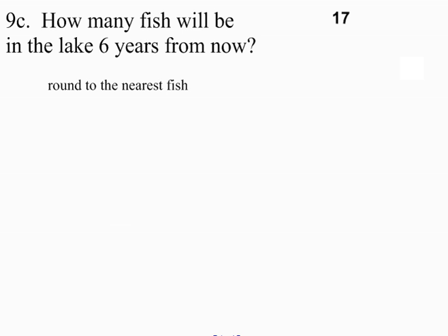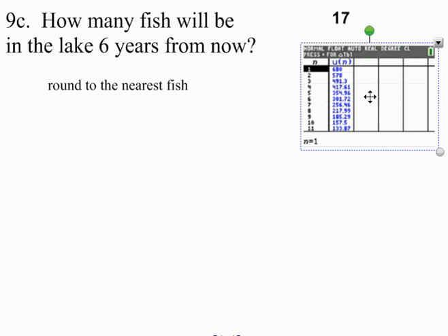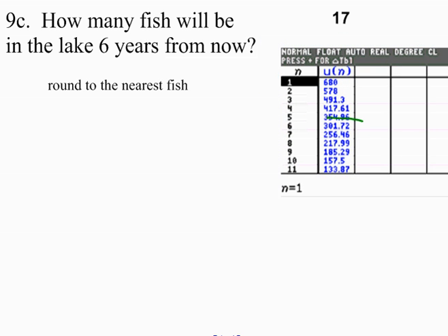So how many fish will there be in the lake 6 years from now? So they just want to know in 6 years. So I look at u sub 6 on my table, and I can see it's right there. There's 301 and almost 3/4 of a fish.